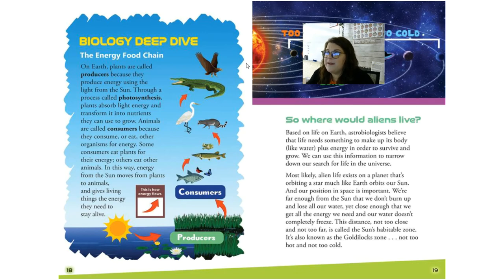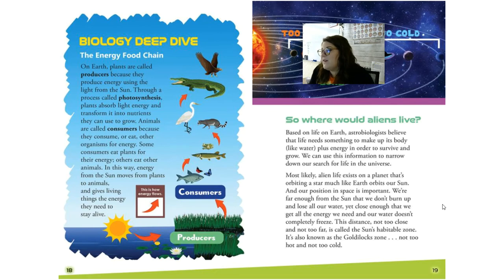On Earth, plants are called producers because they produce energy using light from the sun. Through a process called photosynthesis, plants absorb light energy and transform it into nutrients they can use to grow. Animals are called consumers because they consume or eat other organisms for energy. Some consumers eat plants for their energy, others eat other animals. In this way, energy from the sun moves from plants to animals and gives living things the energy they need to stay alive. So where would aliens live?